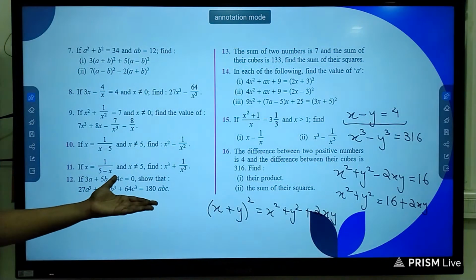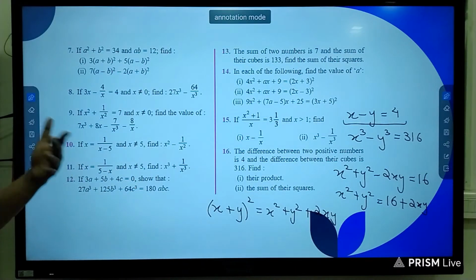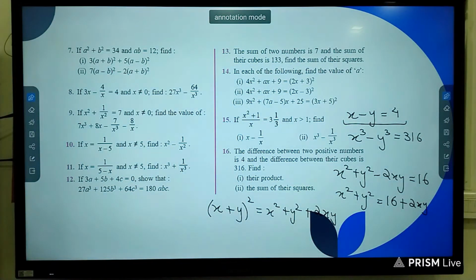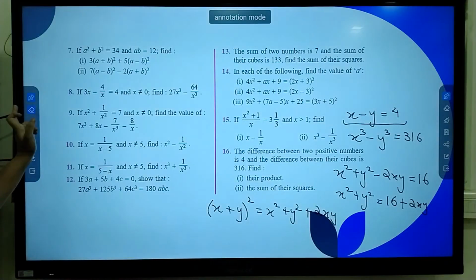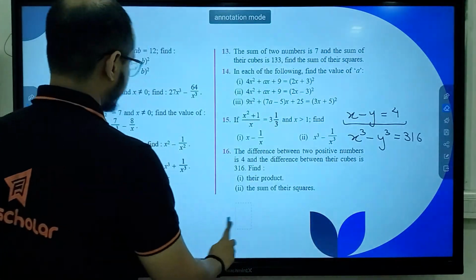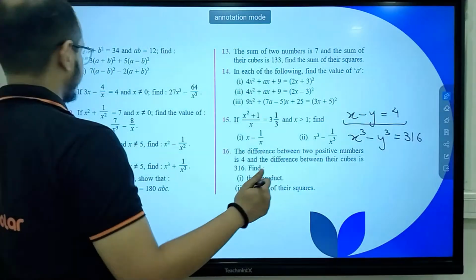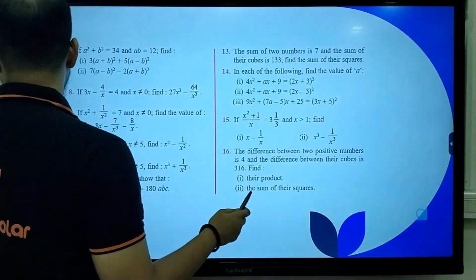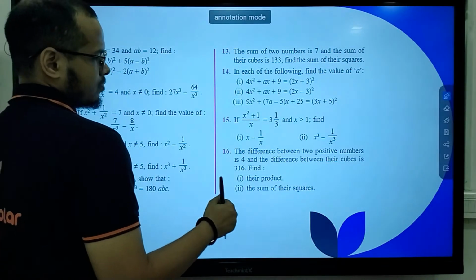Okay, but this is the difference between two positive numbers is 4. The difference between the cubes is 316. If this is squared, x² + y² minus 16. Okay, my fault is, as the number here is already given, one second, let me put it up and let me do it in a fresh page. One second.